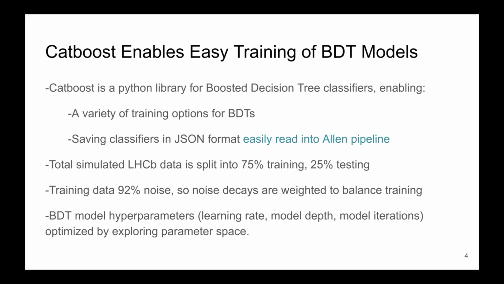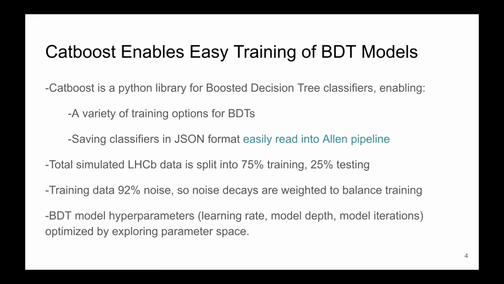The first task is to split all of our training data into about 75% training and 25% testing. Another thing that we noticed early on is that the data is almost completely noise. It's about 92% noise and only 8% signal. So we need to weight all of our training examples so that we have a more balanced training set.